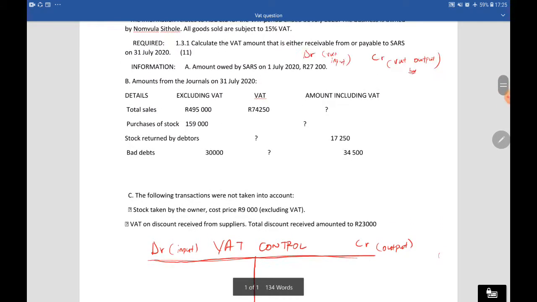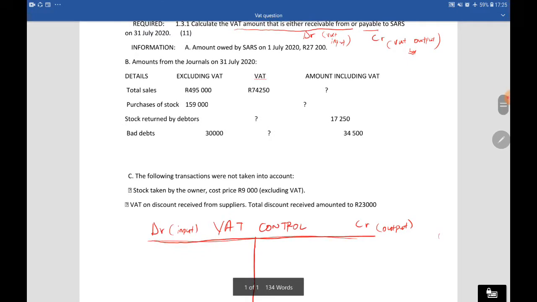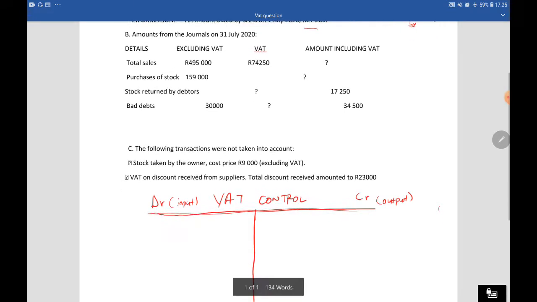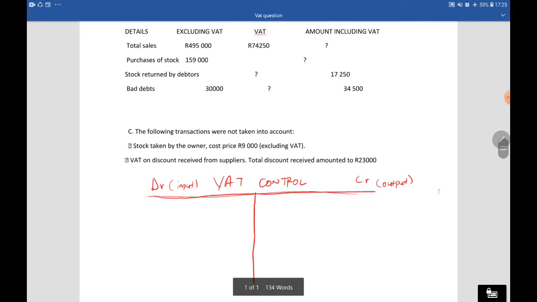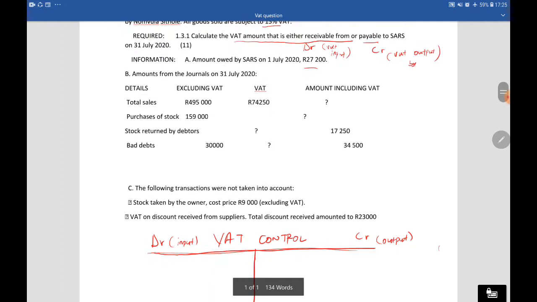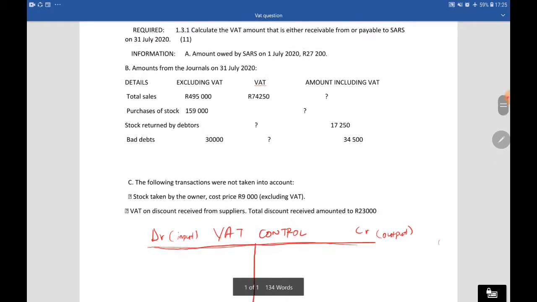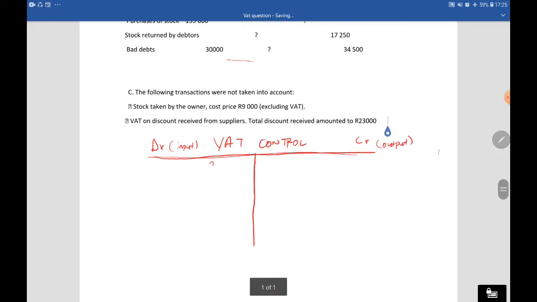Let's go to the adjustments. Amount owed by SARS on 1 July: 27,200. So SARS owes us the amount, we don't owe it to SARS. So what is it, guys? It is VAT input, because it means we paid more VAT. So it's an input VAT balance, owed by SARS 27,200. So you put it inside here.